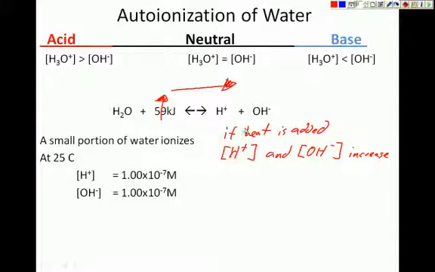What happens to the new Kw when it's higher than 25 degrees? Well, Kw is greater than 1.00 times 10 to the minus 14, because this number is bigger and this number is bigger, so therefore Kw also needs to be bigger.